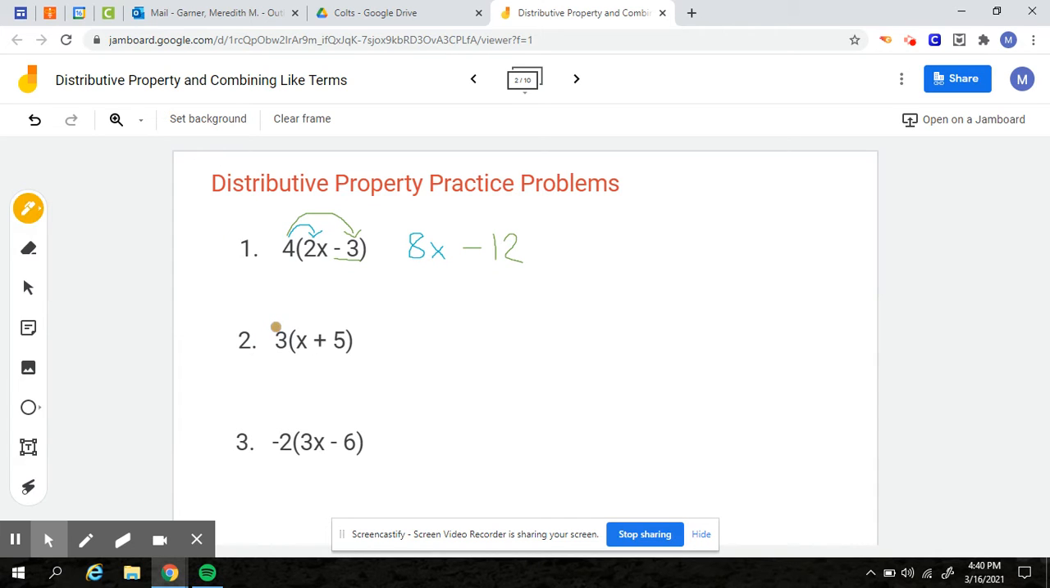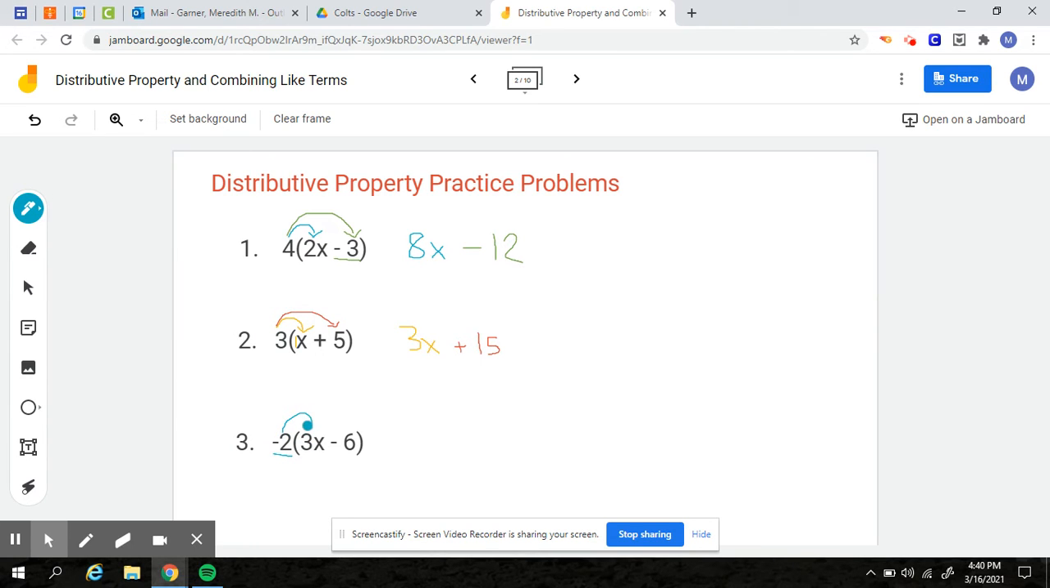Number 2, we're going to distribute the 3. So 3 times x. Remember that x is by itself, it's single. So that's the same thing as saying 1x. So 3 times 1x is 3x. And then we're going to do 3 times the positive 5, which is plus 15. All right, so once again, kind of breaking this out into two little mini problems. 2 multiplication problems where the number that's out in front is being multiplied by each of those.